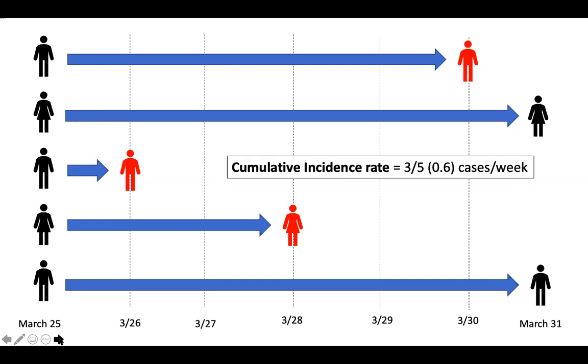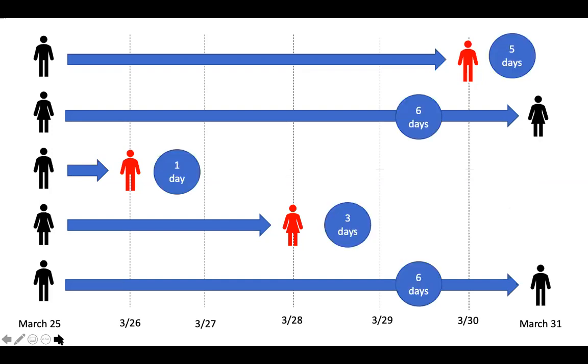Our incident density, however, looks at this component of time. We're trying to understand how much time people are contributing. So let's think about the days. This first person has contributed 5 days until he became infected. Our second person contributed 6 days. Our third person contributed 1 day, our fourth person 3 days, and our last person 6 days.